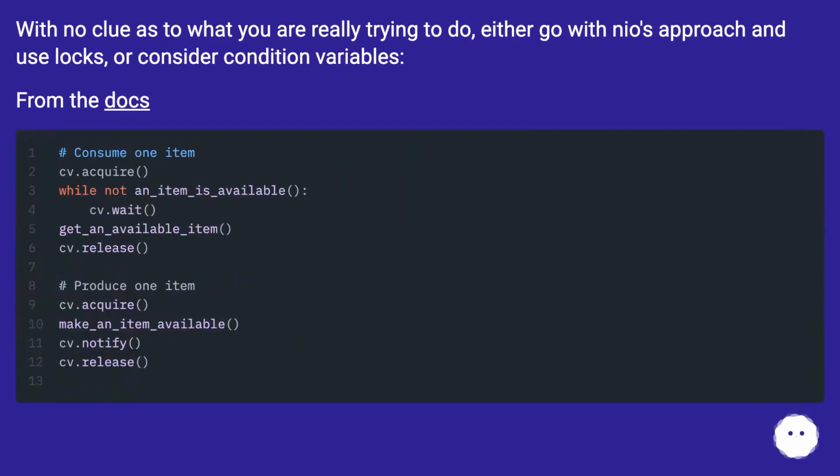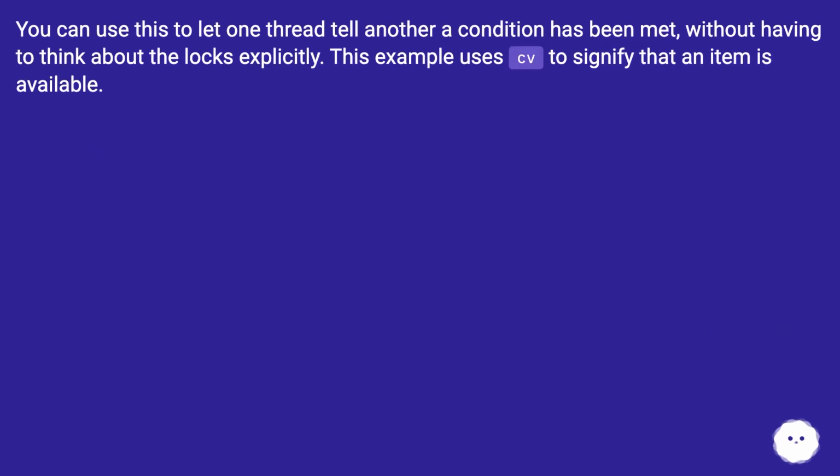With no clue as to what you are really trying to do, either go with Neo's approach and use locks, or consider condition variables. From the docs: You can use this to let one thread tell another a condition has been met, without having to think about the locks explicitly. This example uses CV to signify that an item is available.